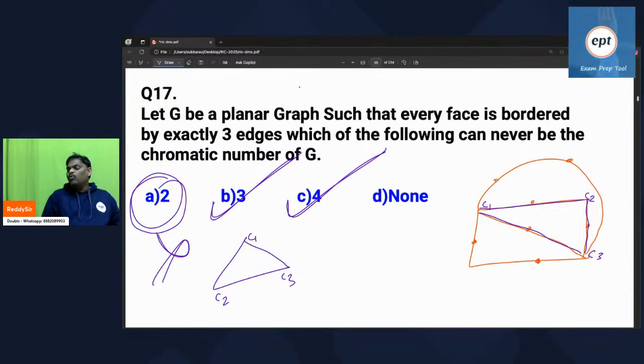3 colors, followed by further story, I don't know. 3 okay, maybe 4 may be possible. 2 can never be possible. Right? It is a very simple problem.